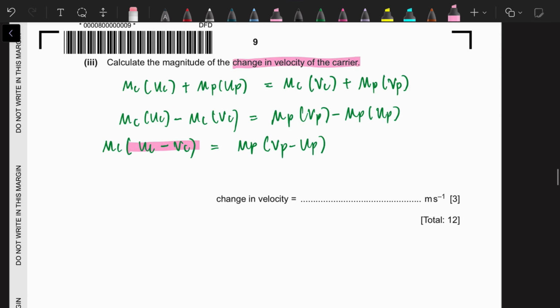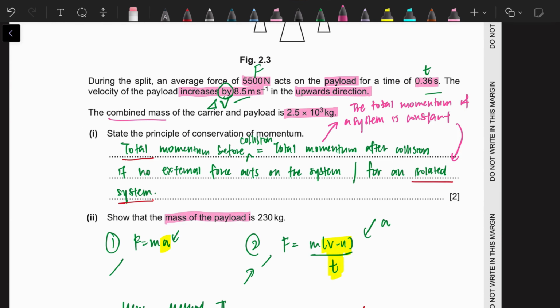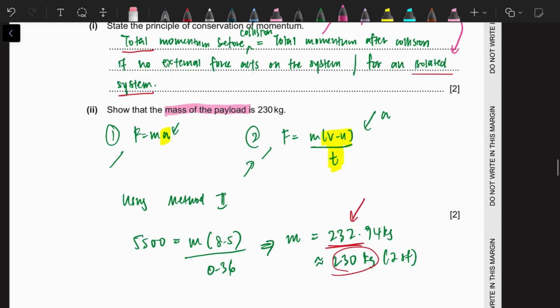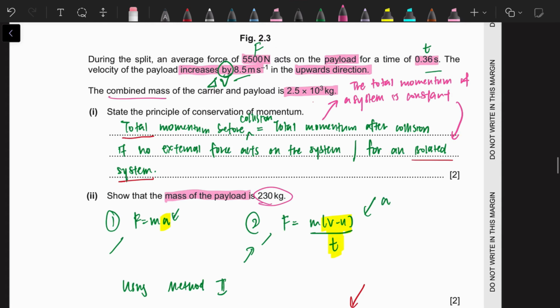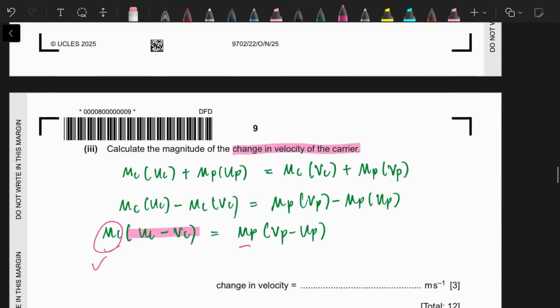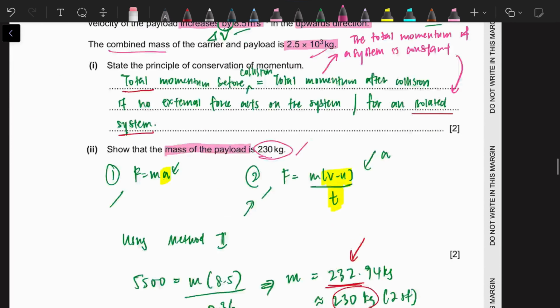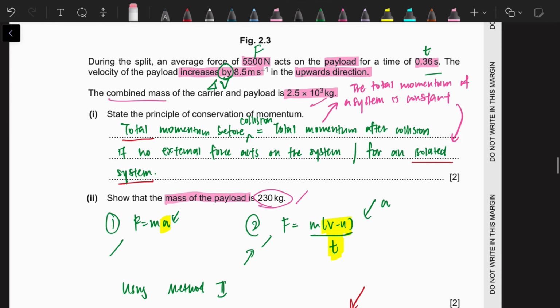Do you have the mass of the carrier? Yes. Where is it? They gave you the combined mass of the carrier and the payload to be 2.5 times 10 to the power of 3. And you got the mass of the payload. So you take this minus this, you will get your mass of the carrier. So you have that value. You have mass of payload, which is 230. And what is this? This is the change in velocity, which we know it is 8.5 here.